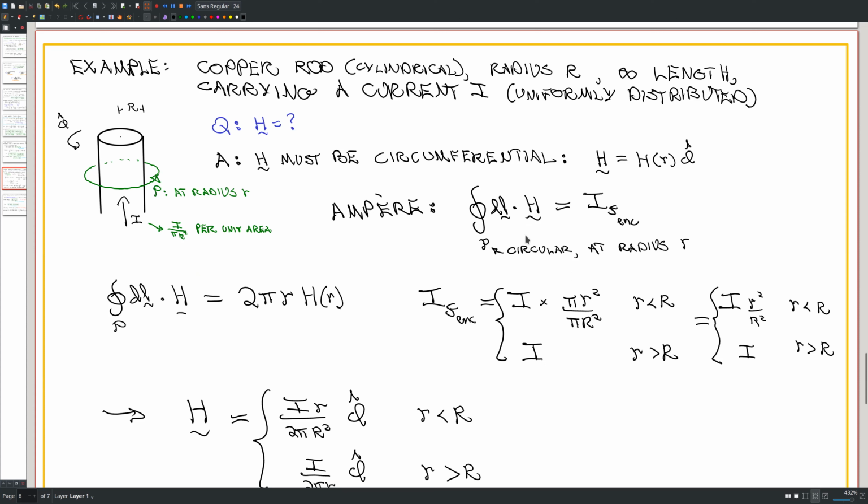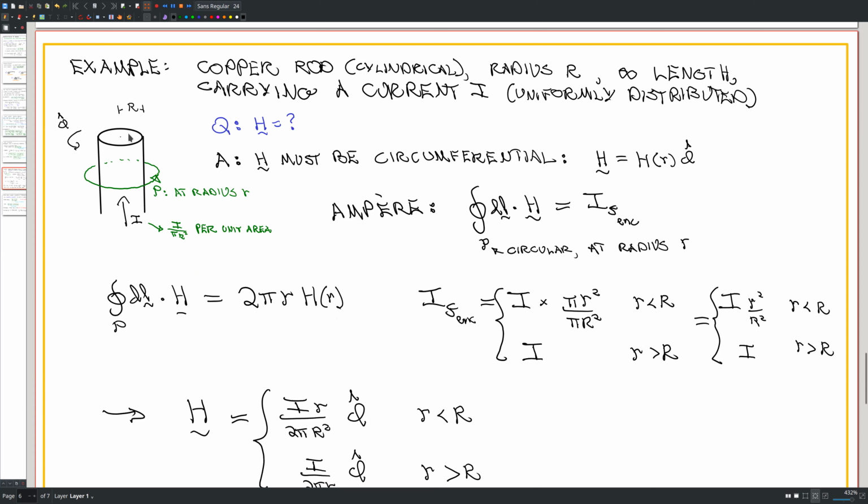So let's just compute the left-hand side and right-hand side of this. The left-hand side uses the fact that dl is just along the phi hat direction. H is along the phi hat, so the dot product just becomes 1, and then you just integrate over the whole circle, which is then constant. So you just get 2 pi r times the value of H at that particular radius r. So that's the left-hand side of the equation. The right-hand side of the equation is the total free enclosed current.